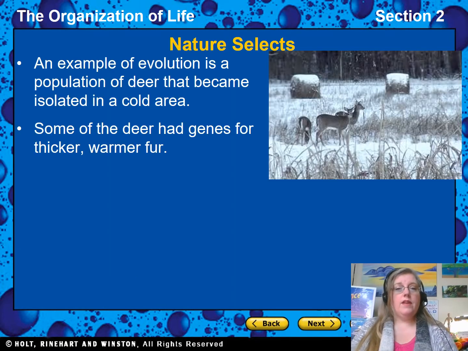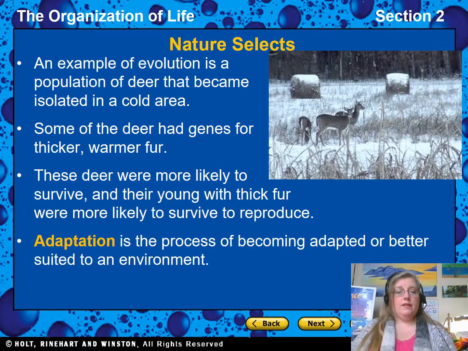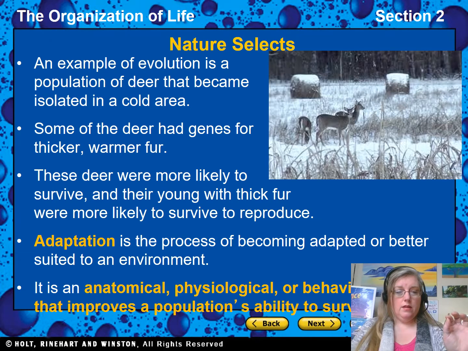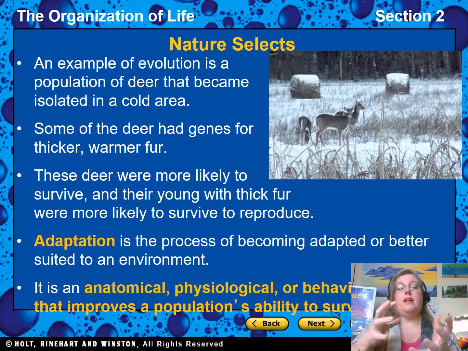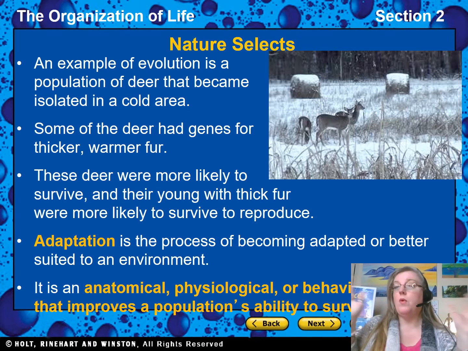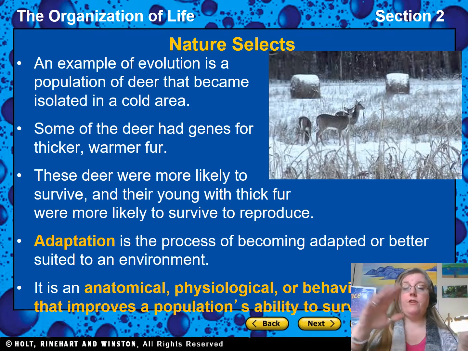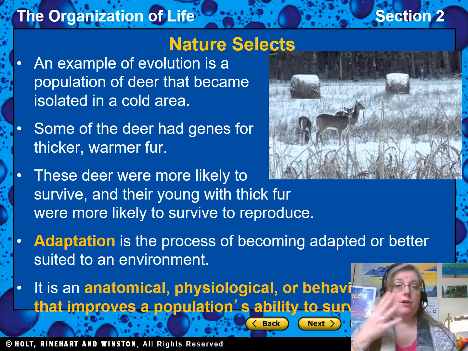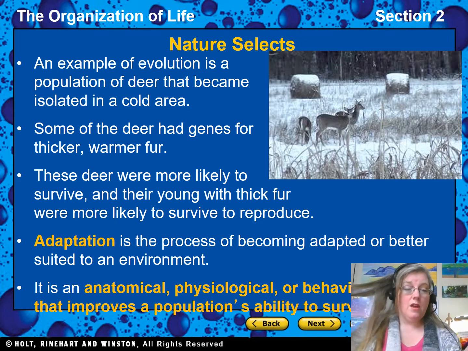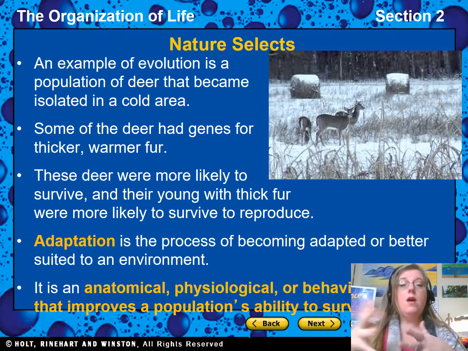Here's another example. This is an example of a deer population that got isolated into a very cold area, up on a high mountain or something like that, somewhere where it's cold all the time. In that population, some of the deer had genes for thin fur, and some of the deer had genes for thick fur. Just a natural part of life, the same with us. We all have different hair. So some of the deer had thin fur and some had thick fur.